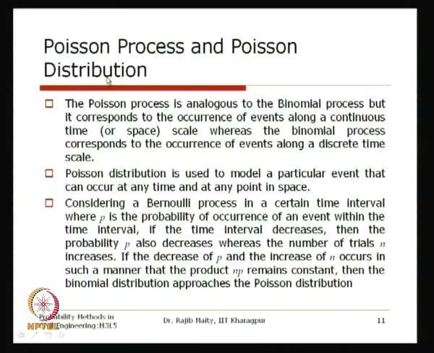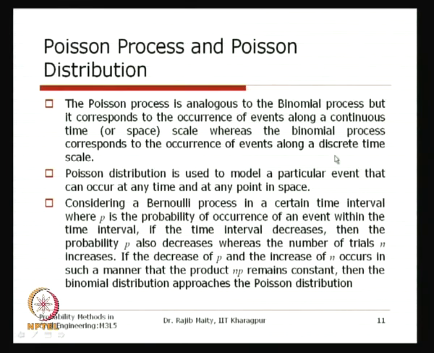Another important discrete distribution is the Poisson distribution, and the process is known as the Poisson process. It is important when we are modeling the occurrence of rainfall, or the occurrence of road accidents or rail accidents, particularly in transportation engineering. This Poisson process is analogous to the binomial process, but it corresponds to the occurrence of the event along a continuous time or space scale, whereas the binomial process corresponds to the occurrence of the event along a discrete time scale.